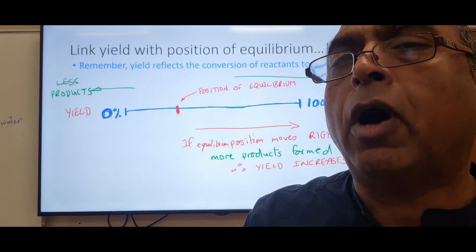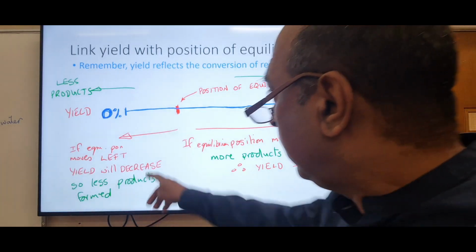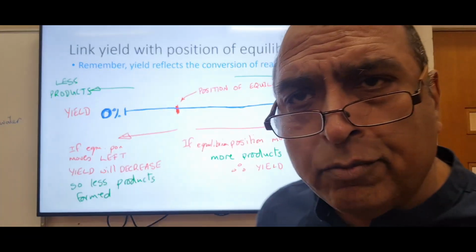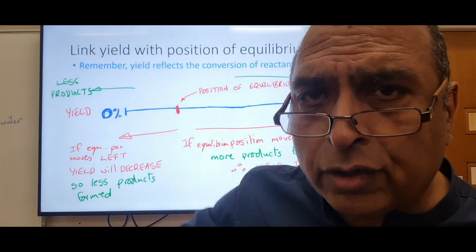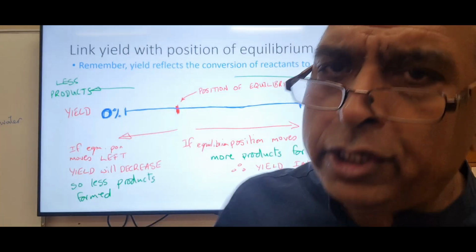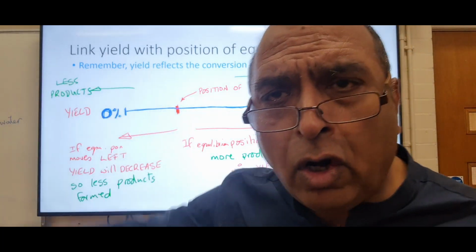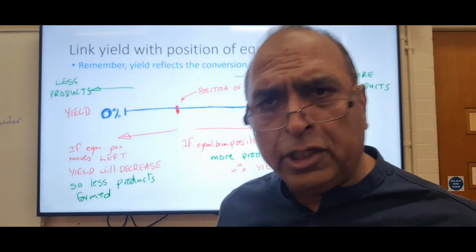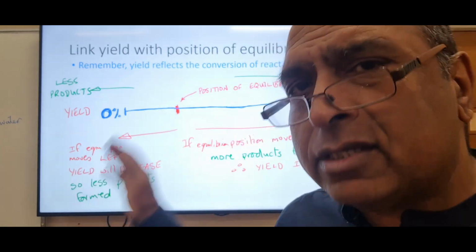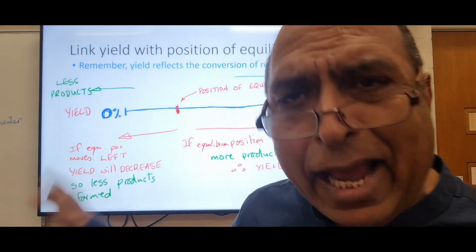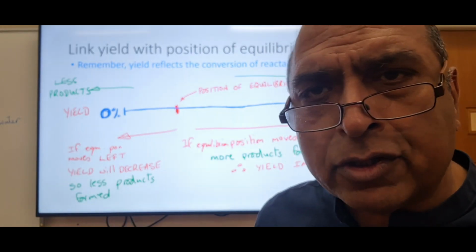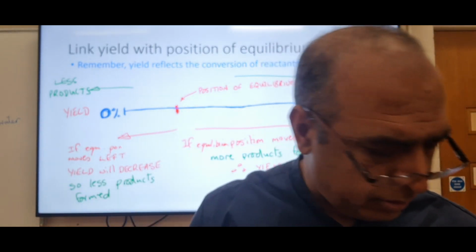Now, you need to know the opposite of that. If the equilibrium position moves to the left, you're going to get lower yields, lower yield percentages, and less of your reactants will be turning into products.